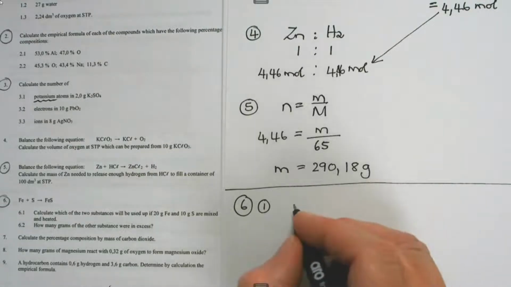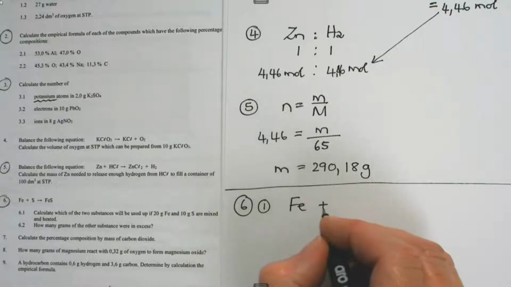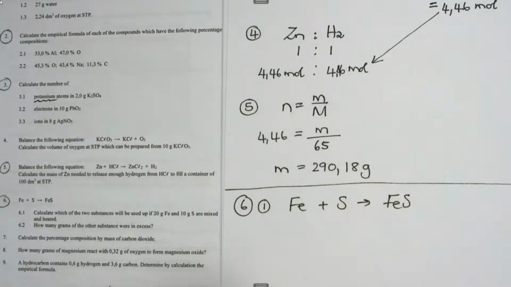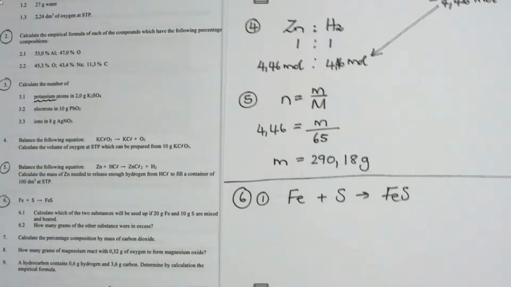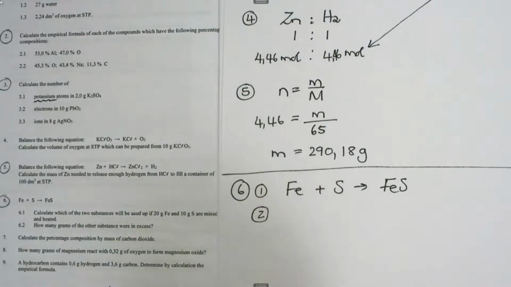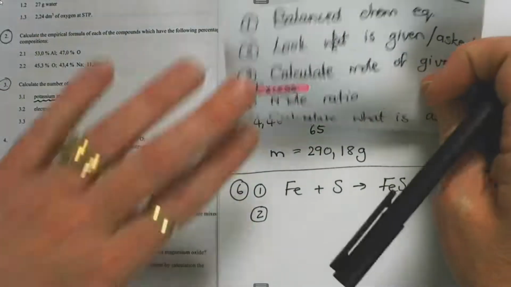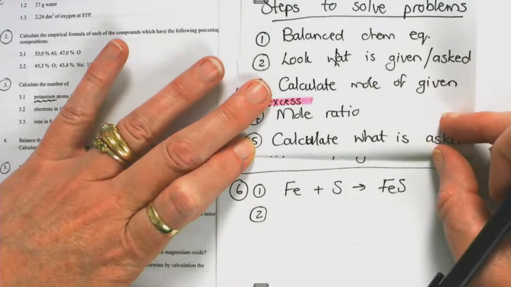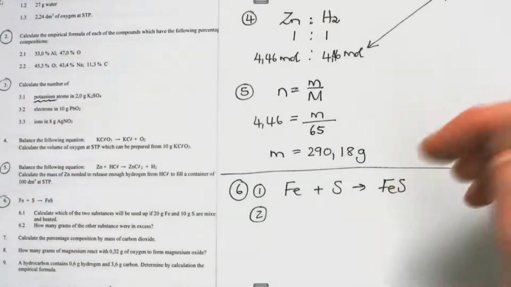Okay, so step 1, write down a balanced chemical equation. Okay, nice. In this one, it's already balanced. So I don't have to do anything. Step 2, I must see what is given and what is asked. Okay, let's try this one. Look what is given and what is asked.